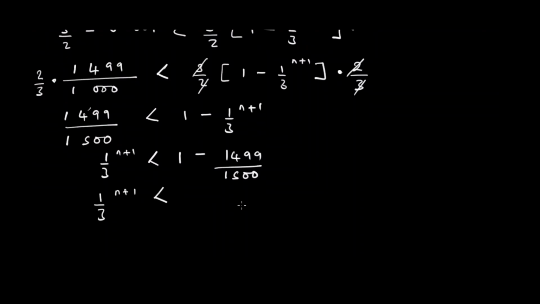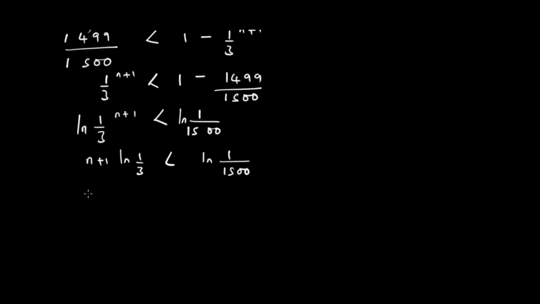Tikati 1 subtracting 1499 over 1500 tinowana 1 over 1500 like this. Then kana takuda kuziva kuti n ndiani, of course takuintroduce the natural logarithm ln. Saka panapa ikadzika according to laws of logarithms inova n plus 1 ln of a third less than ln of 1 over 1500. Saka n plus 1 ingeri less than ln of 1 over 1500 over ln of a third.